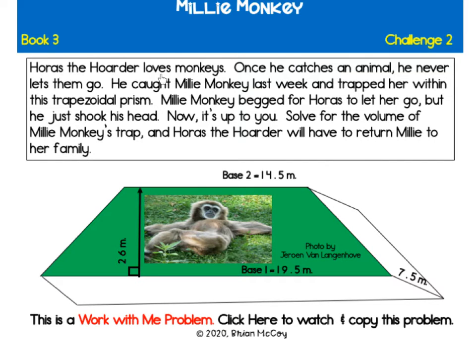Horace the Hoarder loves monkeys. Once he catches an animal, he never lets them go. He caught Millie Monkey last week and trapped her within this trapezoidal prism. Millie Monkey begged for Horace to let her go, but he just shook his head. That is not nice, Horace. Now, it's up to you. Solve for the volume of Millie Monkey's trap, and Horace the Hoarder will have to return Millie to her family home.